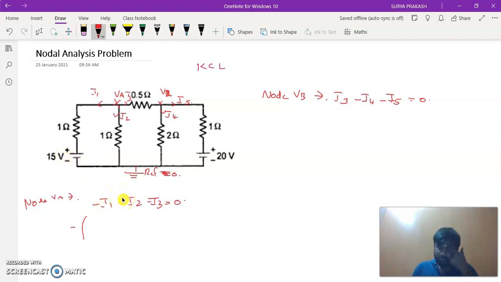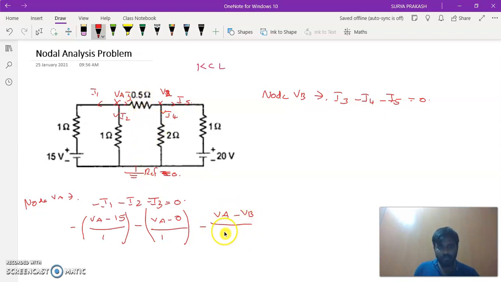So it is actually (VA minus 15) divided by 1, minus I2, in the sense (VA minus 0) divided by 1, minus I3, in the sense (VA minus VB) divided by the resistance given here, 0.5 ohm. So this will be equal to 0.